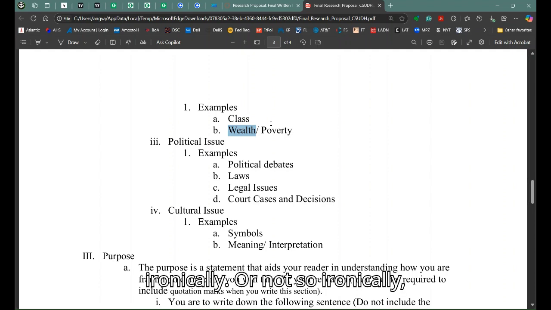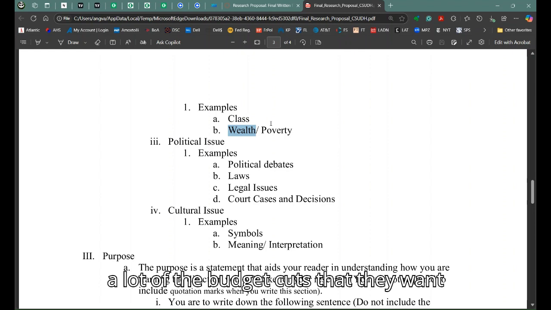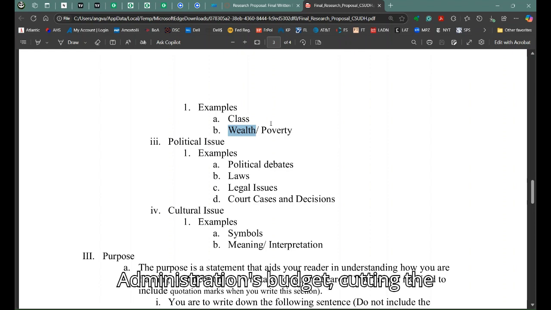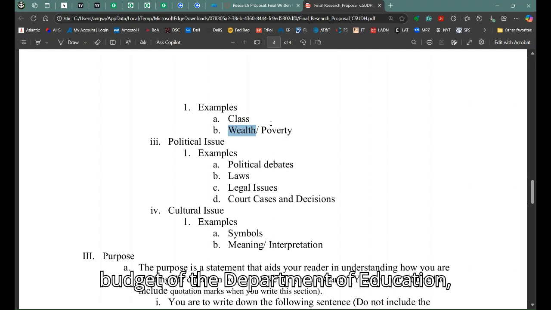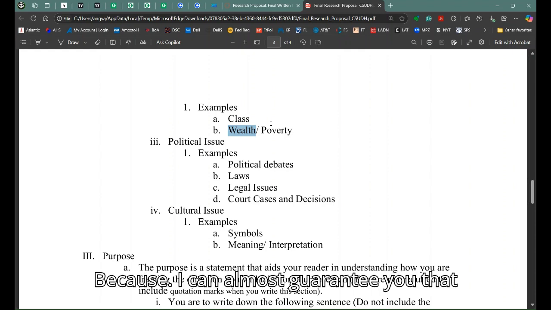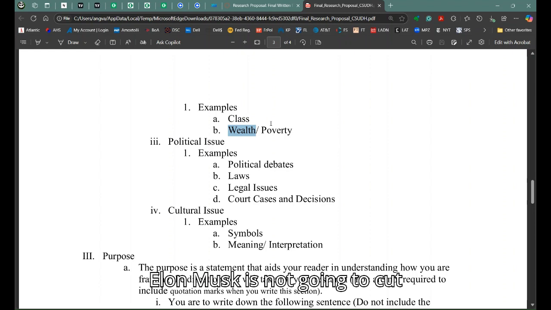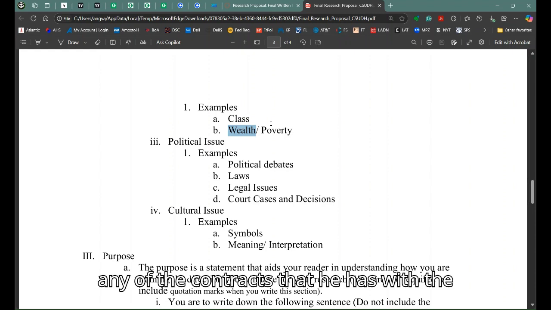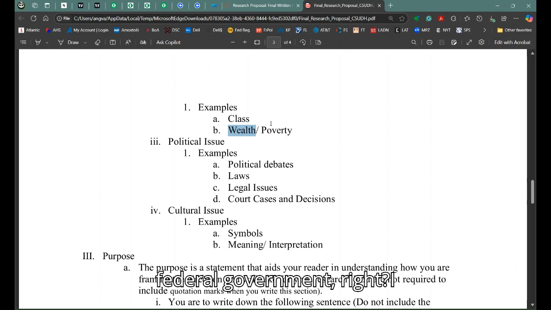And ironically, or not so ironically, a lot of the budget cuts that they want to do are based on cutting the Veterans Affairs Administration's budget, the budget of the Department of Education, the budget of Social Security. And a lot of these programs are needed by people that have special needs that need to be fulfilled. Because I can almost guarantee you that Elon Musk is not going to cut any of the contracts that he has with the federal government. I can guarantee that.